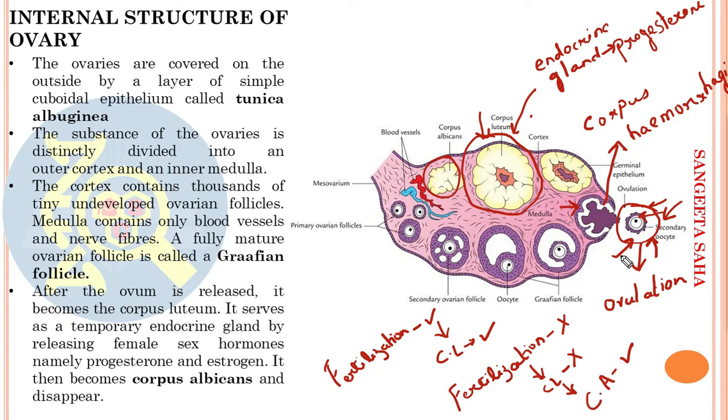So this was all about the internal structure of the ovary. In the next part, you're going to learn about the external genitalia of the female reproductive system, and how they help in the process of reproduction. Thank you.